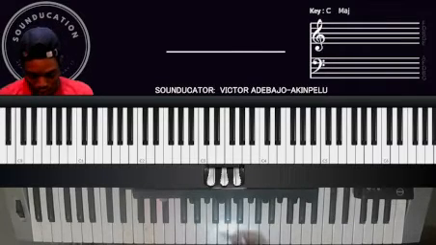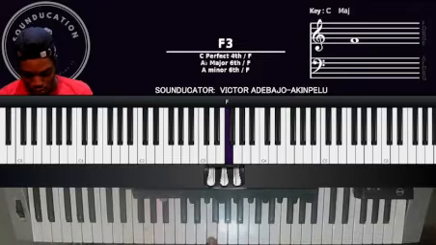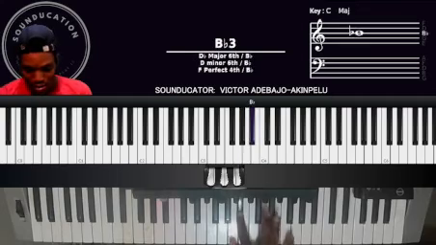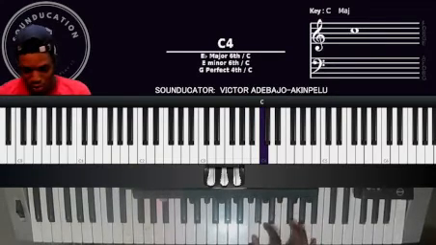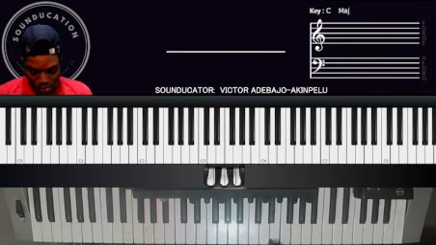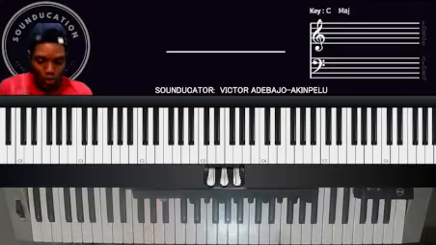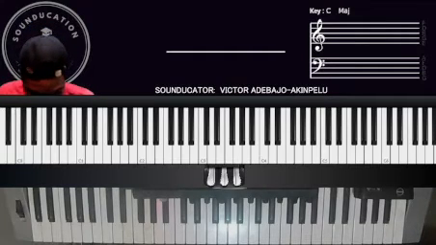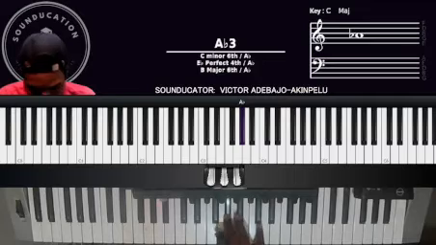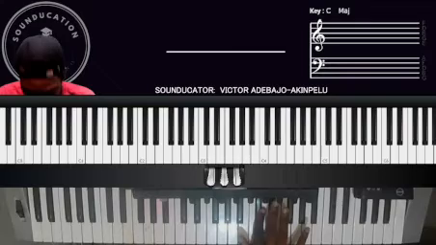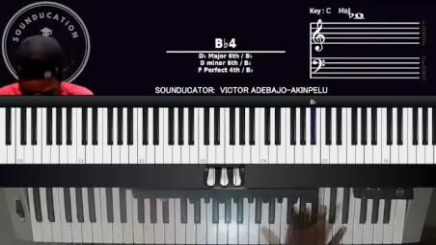Let's try a different key, right? Let's start from here. So tone, 1, 2. Tone, then semitone, then tone, then tone, then tone, then semitone. Same thing. So it means that with this formula, tone, tone, semitone, tone, tone, tone, semitone, you can play the major scale anywhere on the keyboard you want.